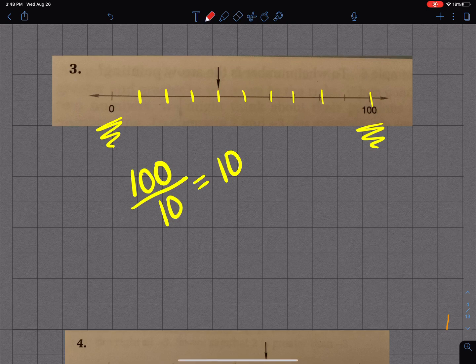So let's try it again and count by tens this time, because I already figured out that it was by tens. So let's try it. 10, 20, 30, 40. I'm just going to put a 40 there just to remind me that that's where I landed. 50, 60, 70, 80, 90, 100. So we did it. And the answer is going to be 40.